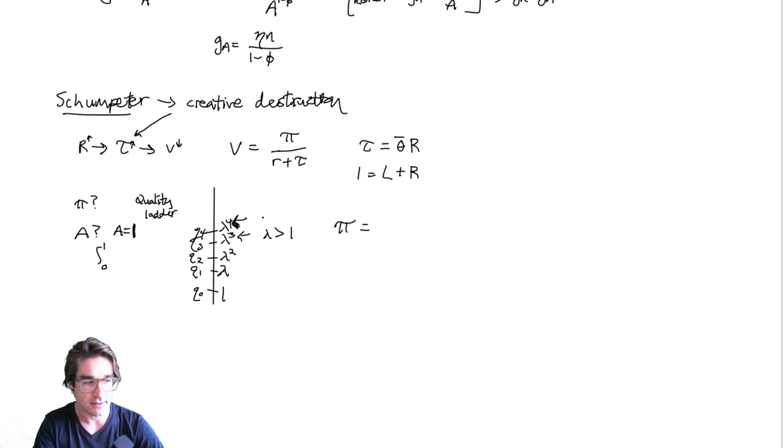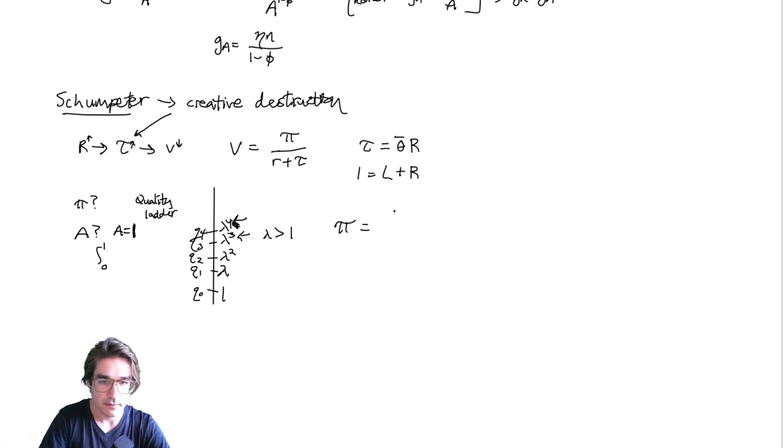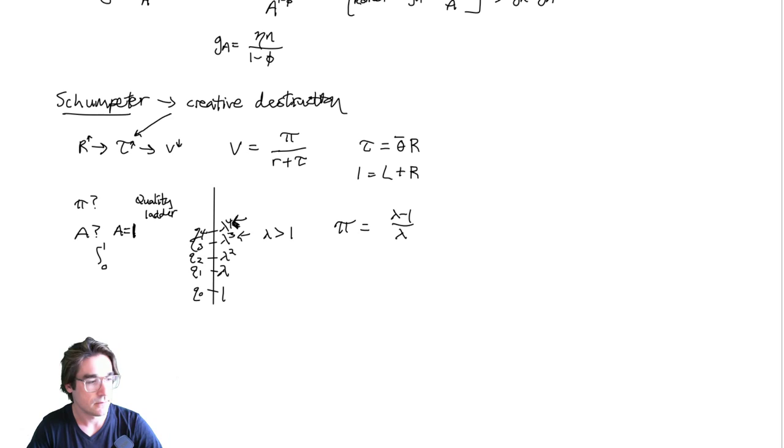Firm number 3 says, I can't compete with that. If I were to price at that point, I'd make 0 profits. If I were to price lower, I'd make negative profits. So I'm out. So effectively, firm number 4, the leader, gets a little bit of a margin. That difference between their productivity and the next one is their profit. And what that's going to look like is lambda minus 1 over lambda. Remember, lambda is greater than 1.